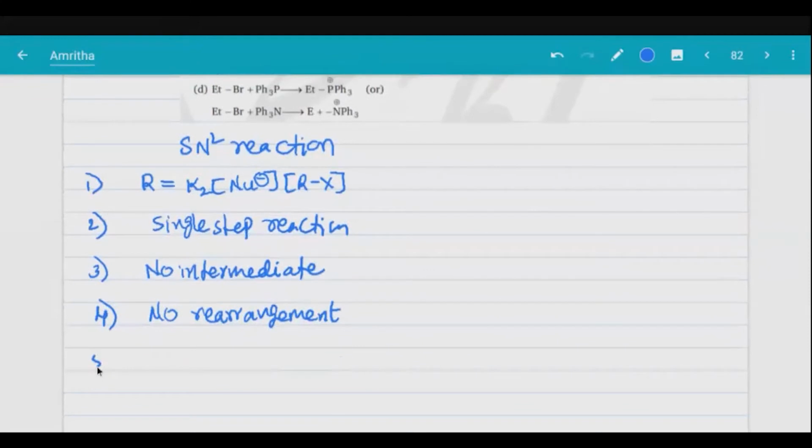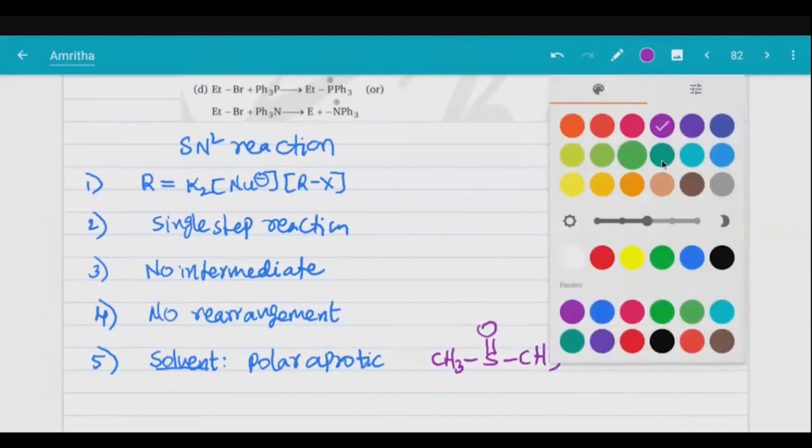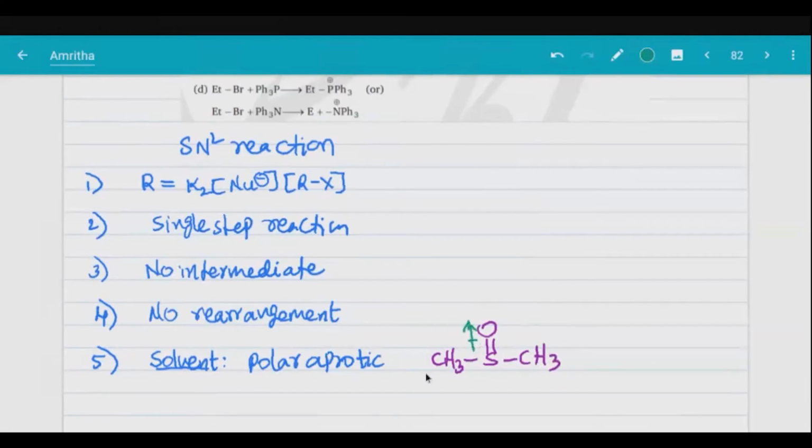And see this, one of the most important, the solvent effect. Polar aprotic solvents favor the SN2 reaction. What does polar aprotic mean? Like DMSO. This is a polar solvent, no doubt. Polar means there is a significant dipole moment, but hydrogen is not connected to oxygen or to nitrogen. So that is what a polar aprotic solvent means.